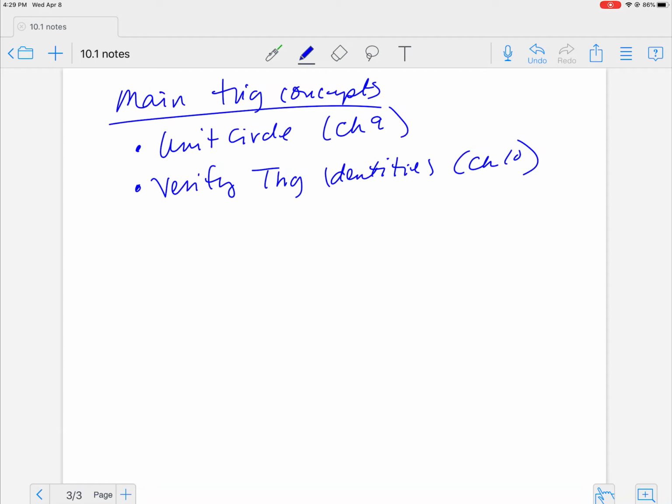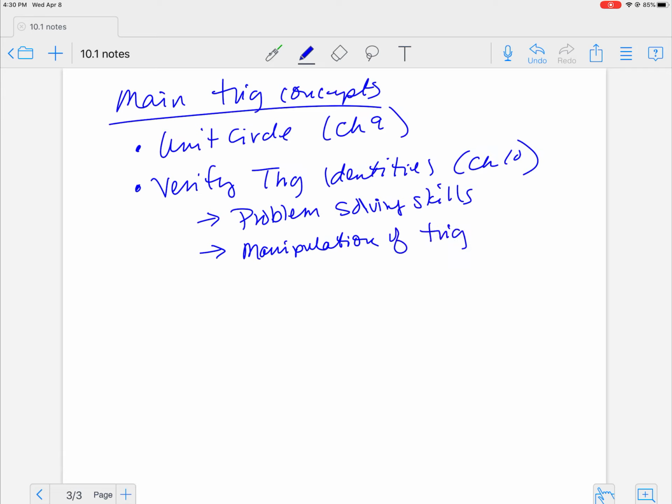That's a biggie. Verifying trig identities. And not because it's a skill in terms of how you're going to use trig. It's not an application-based skill. You're not going to walk around verifying trig identities. You're never, ever, ever going to have to do this again. The skill, however, that you're going to gain from this is the problem solving, the manipulation of trig and how it works, and being able to make connections between those identities, all right?